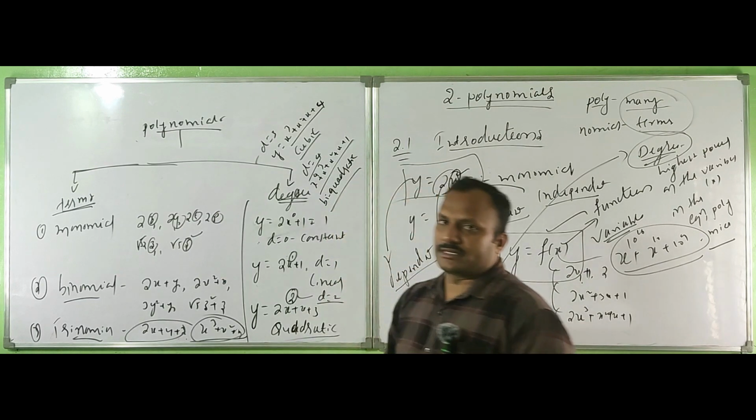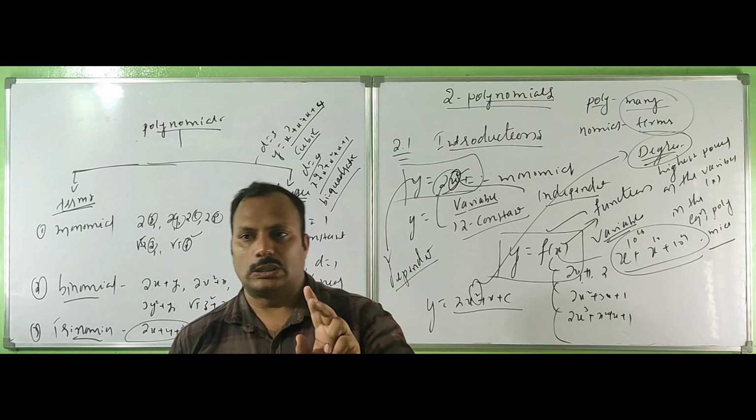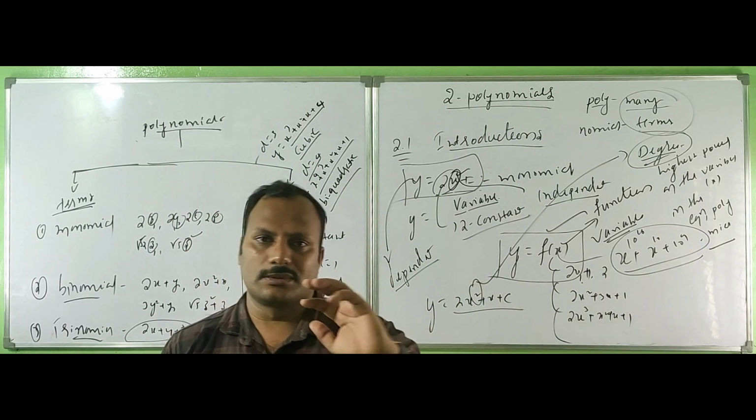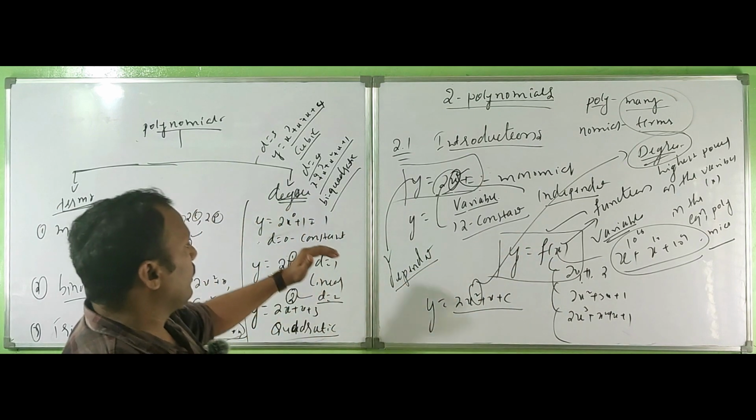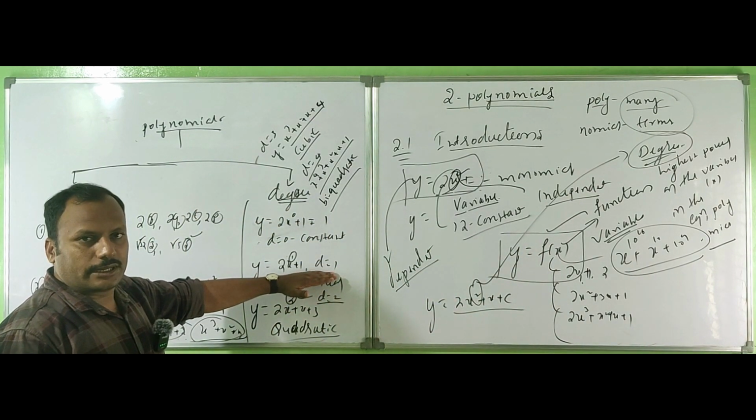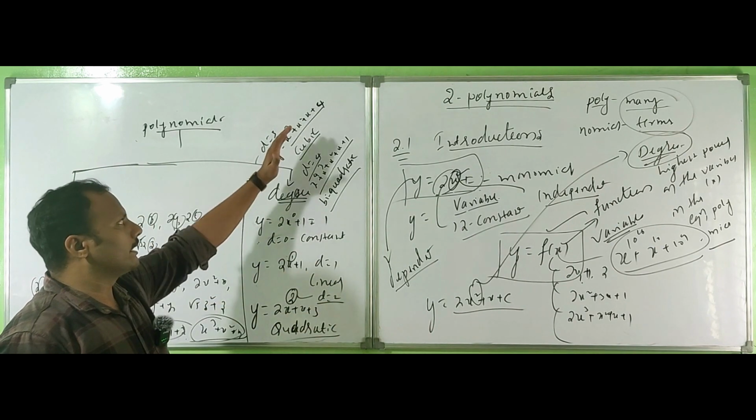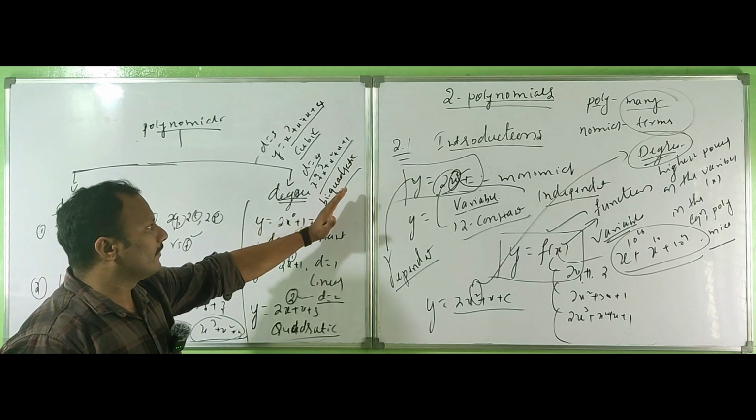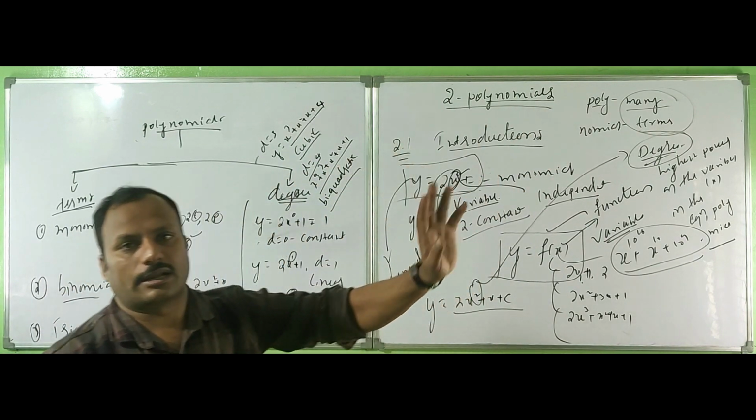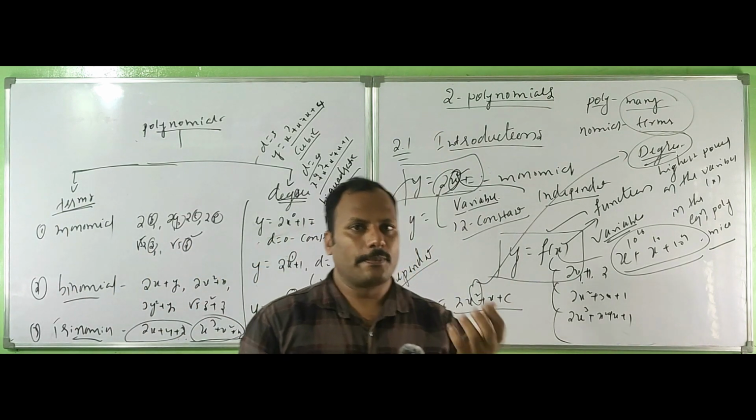Based on the terms, we have monomial, single term; binomial, two terms; trinomial, three terms; polynomial, many terms. Based on the degree, we have constant for degree 0, degree 1 linear, degree 2 quadratic, degree 3 cubic, degree 4 biquadratic, and degree 5 again has a technical name. This is the second part; let me repeat it again.